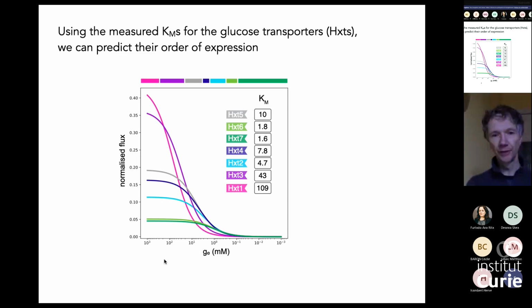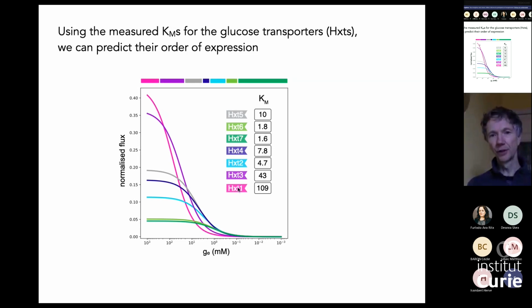And so I plotted that here, and for reasons that will become clear in a second, I've inverted the axis. So here is high glucose, and here is small glucose. If I read this plot off, you can see that the flux of this transporter, the pink one, is best when glucose is high.